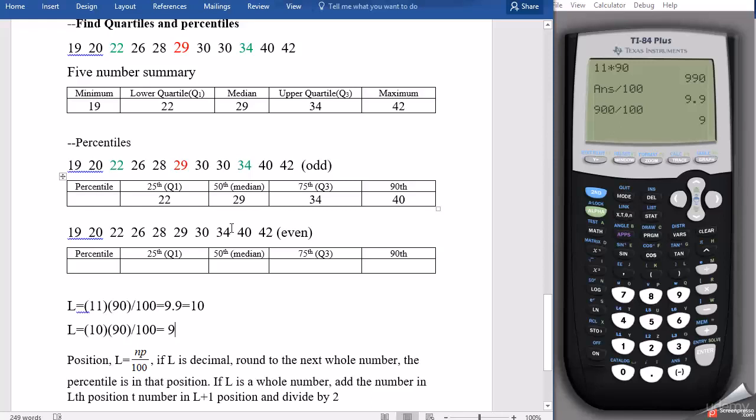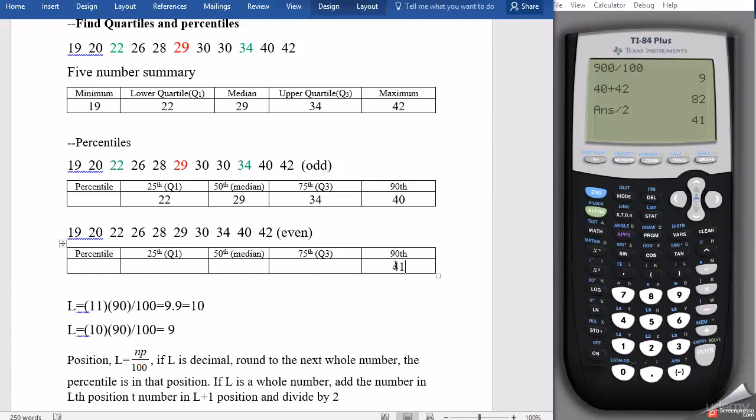Sorry, we're looking at this one. 1, 2, 3, 4, 5, 6, 7, 8, 9. So we are going to get the number in the 9th position and add it to the number in the 10th position. So that will be 40. Let's do it here. 40 plus 42, divided by 2. So our 90th percentile here is going to be 41.